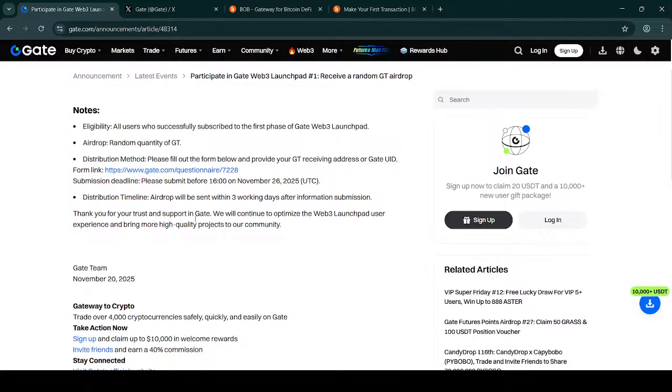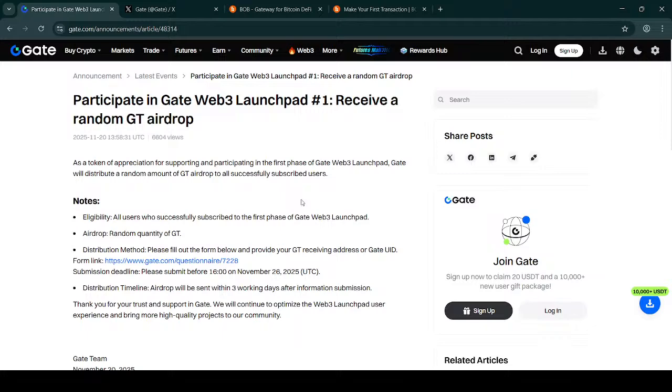Thank you for your trusted support of Gate. We will continue to optimize the Gate Web3 Launchpad user experience and bring high quality projects to our community, guys. So this is the most of this big announcement.